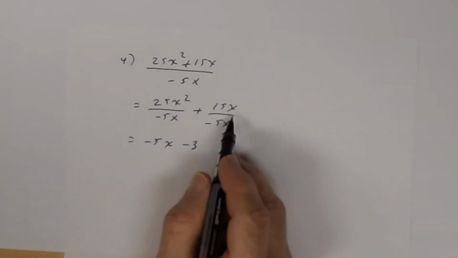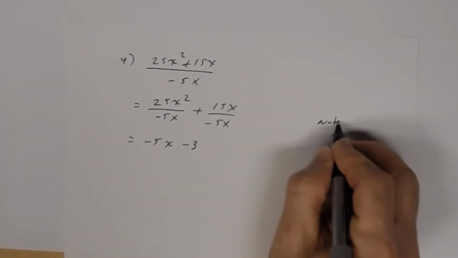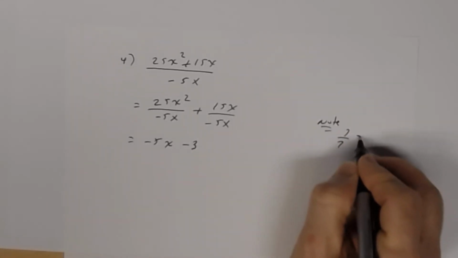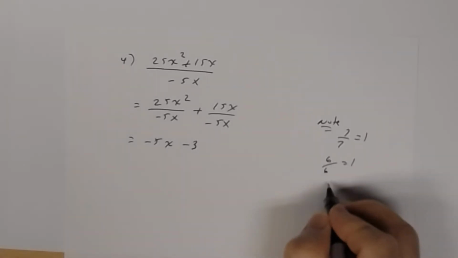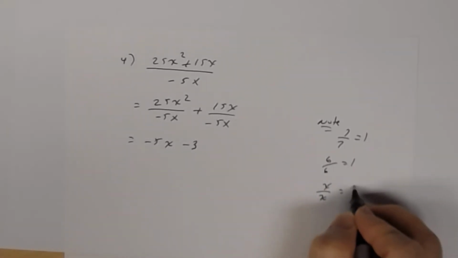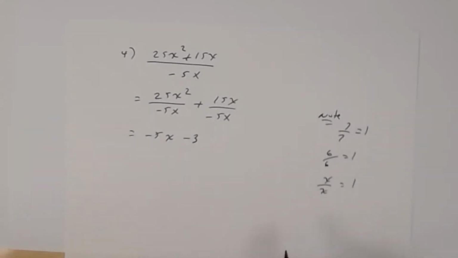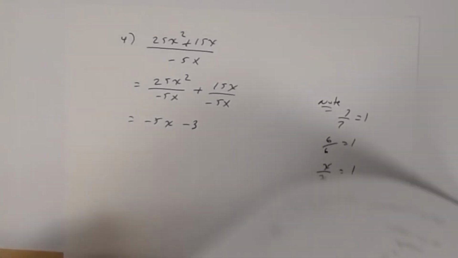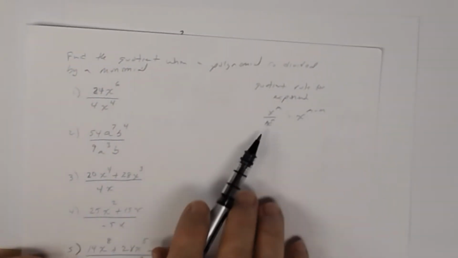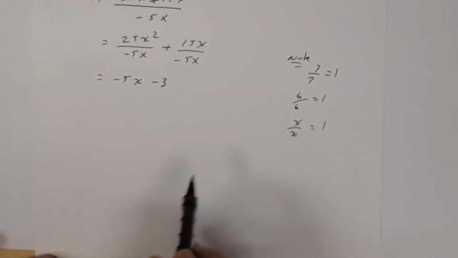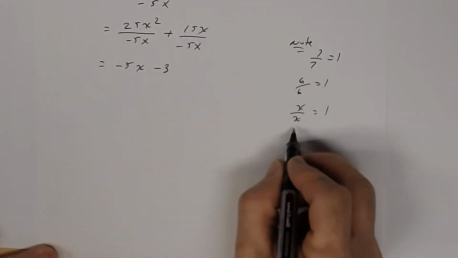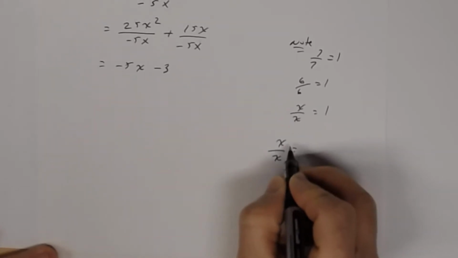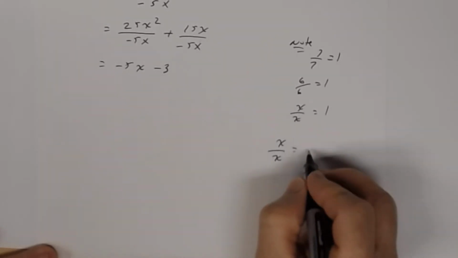And now remember, 7 divided by 7 is equal to 1, right? 6 divided by 6 is equal to 1, correct? So x divided by x is also equal to 1. Now, you may say, can I use the quotient rule for exponents like I did here? Sure you can. So remember, x divided by x, when you subtract exponents, 1 minus 1 is 0.